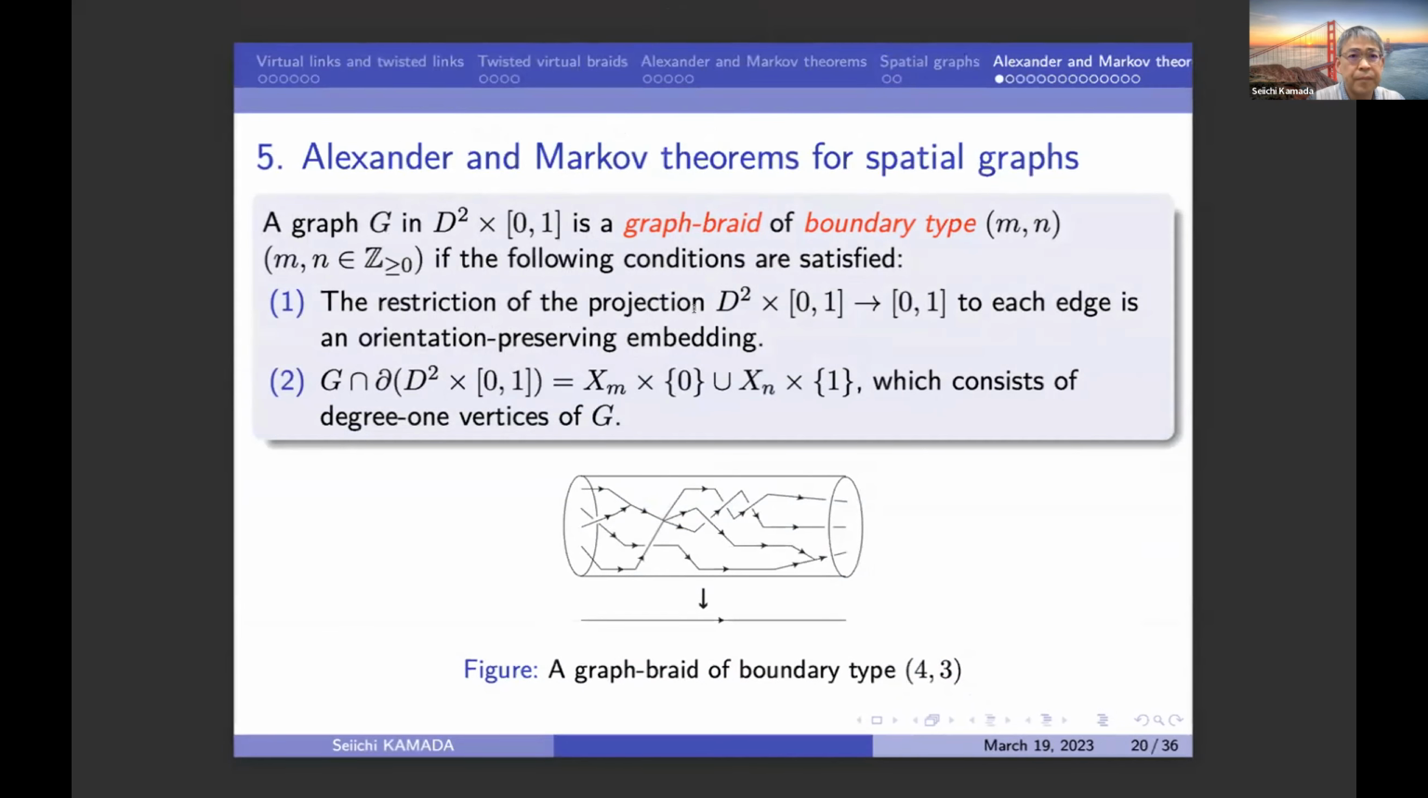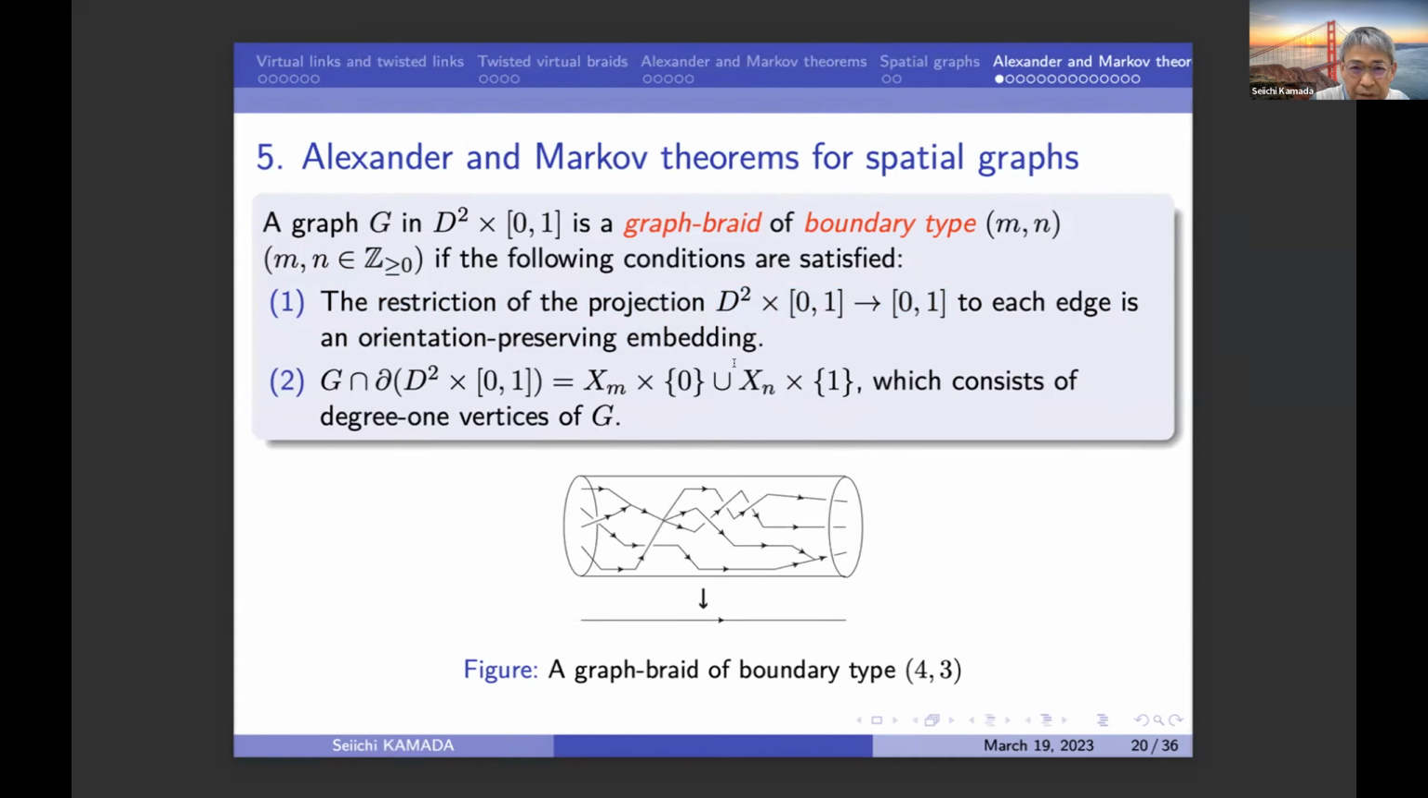Now we need to define a graph braid. A graph braid of boundary type (m,n) is a graph G embedded in the cylinder, where m and n are non-negative integers. It satisfies these two conditions. First, the restriction of the projection to the second factor to each edge is an orientation preserving embedding.